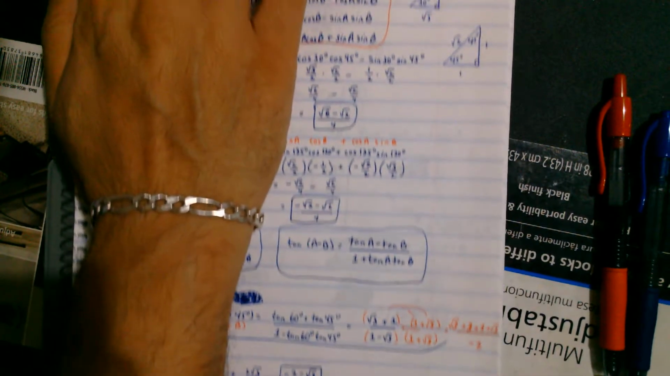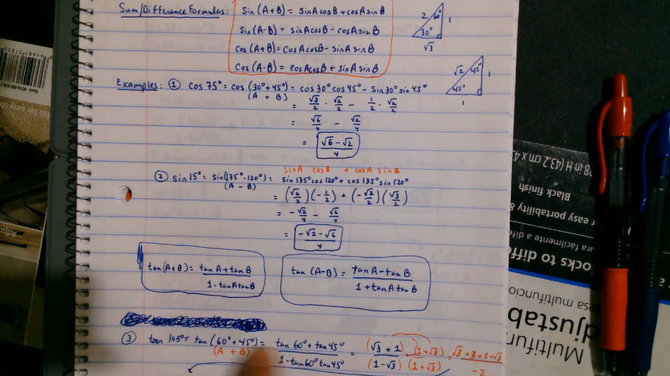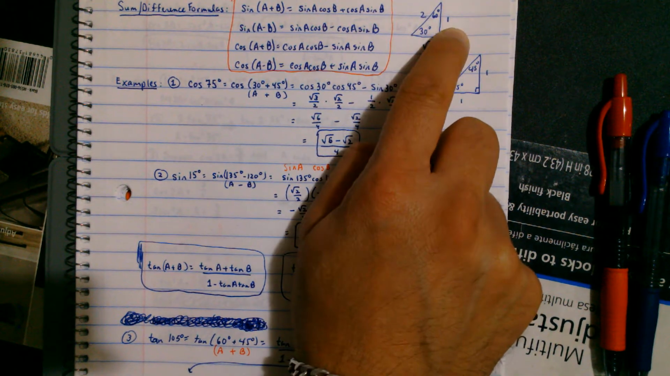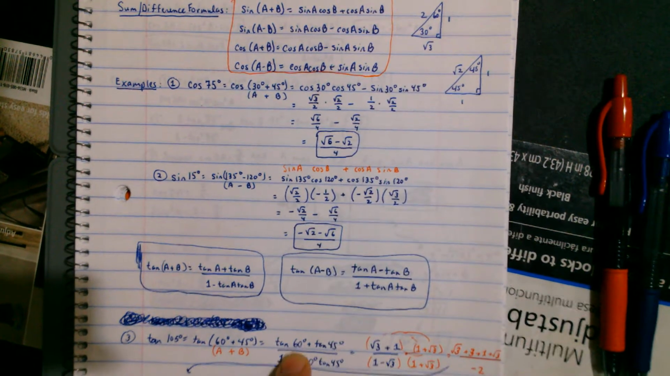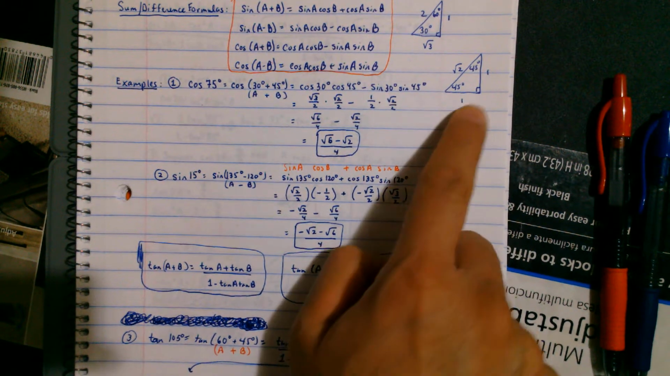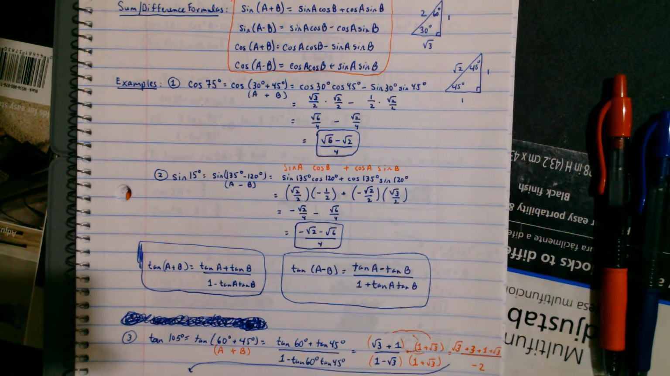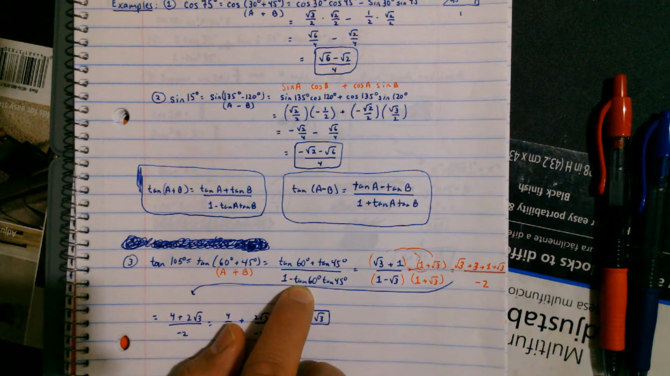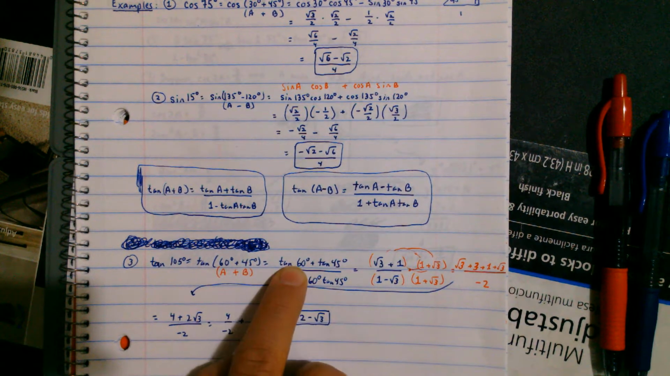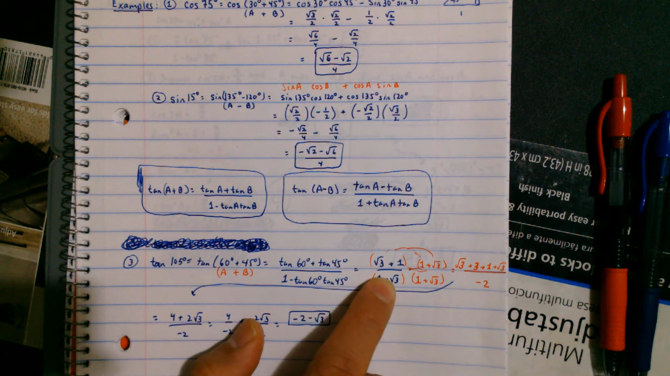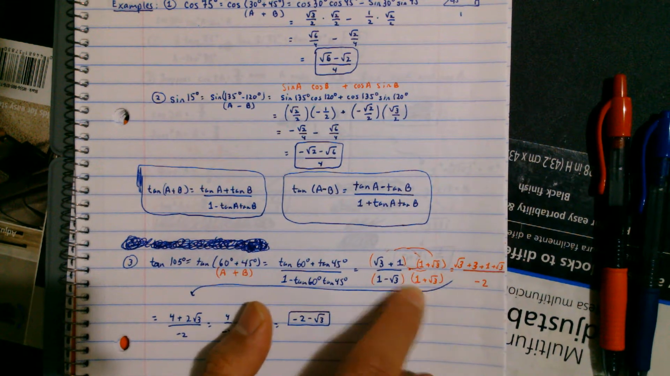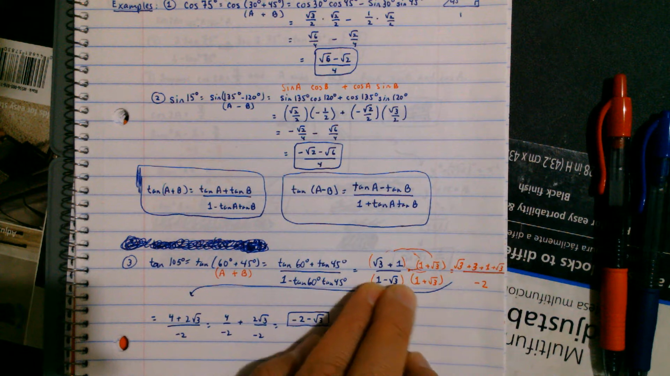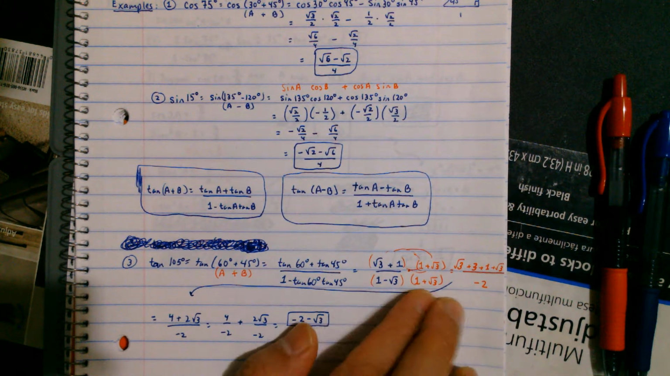So tangent of 60, TOA, opposite over adjacent, square root of 3. Tangent of 45, opposite over adjacent, 1 over 1. So you have 1 minus 1 times square root of 3 on the bottom, and then square root of 3 plus 1 on top. Now we have to rationalize the bottom. So see what it is down here, 1 minus square root of 3, I'm going to put 1 plus square root of 3, which is the idea of a conjugate.